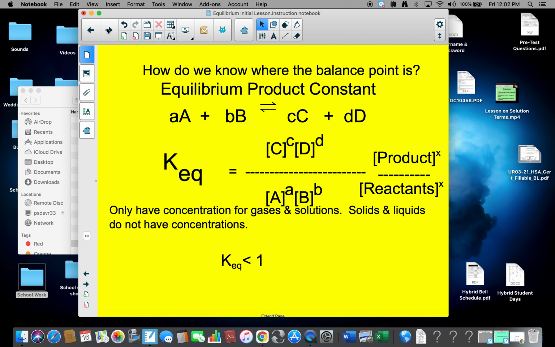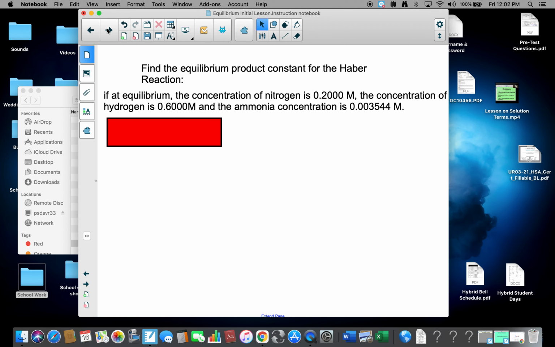All right? So if our KEQ is less than 1, what does that mean? That means we have more reactants at the end of the day. We have more reactants and less products. If the KEQ is greater than 1, we call it a product favoring reaction, we have more products and less reactants. All right? So let's look at a problem.